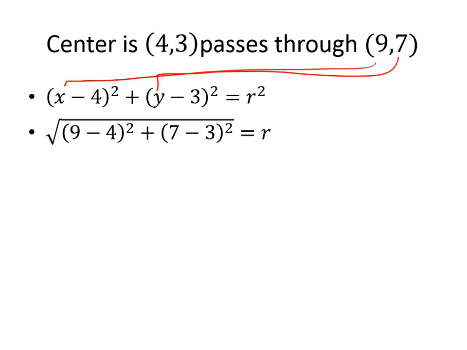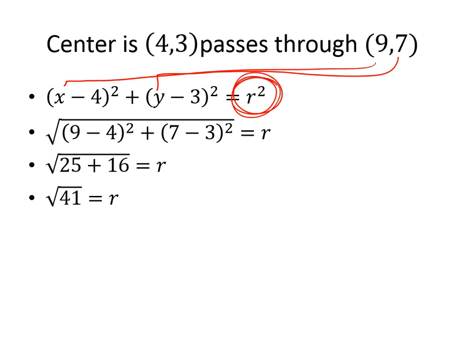So here we take 9 minus 4, which is 5, squared is 25. 7 minus 3 is 4, squared is 16. So that means it would be 25 plus 16, which is 41. So our radius is the square root of 41. What number would we plug in where I circled? The number we'd plug in there would be 41. So we have our equation of x minus 4 squared plus y minus 3 squared is equal to 41. That would be the equation that fits this center and that point on the circle.